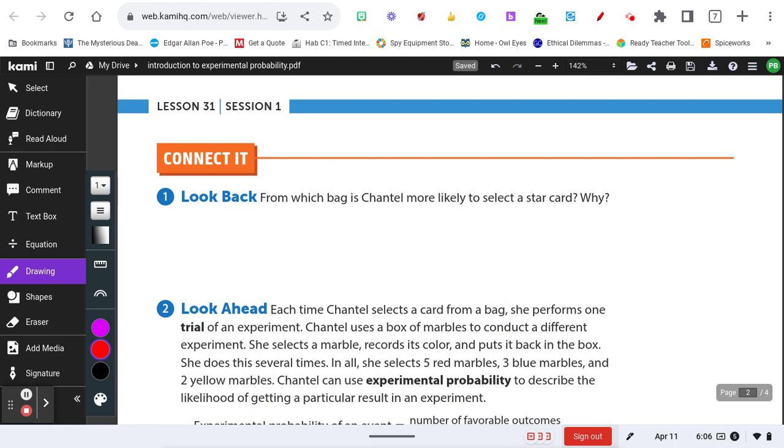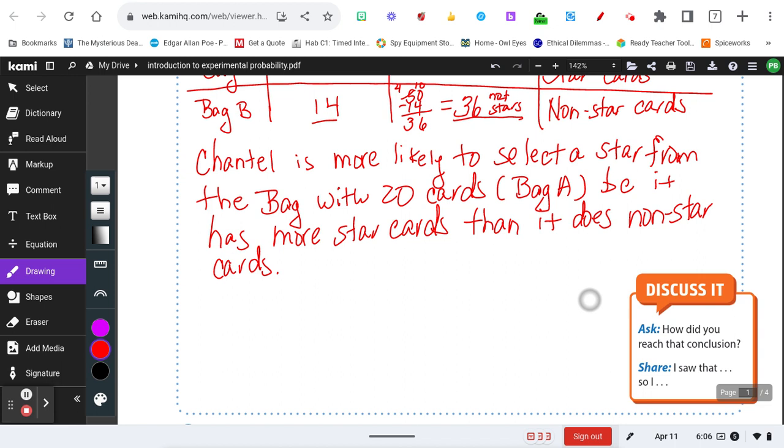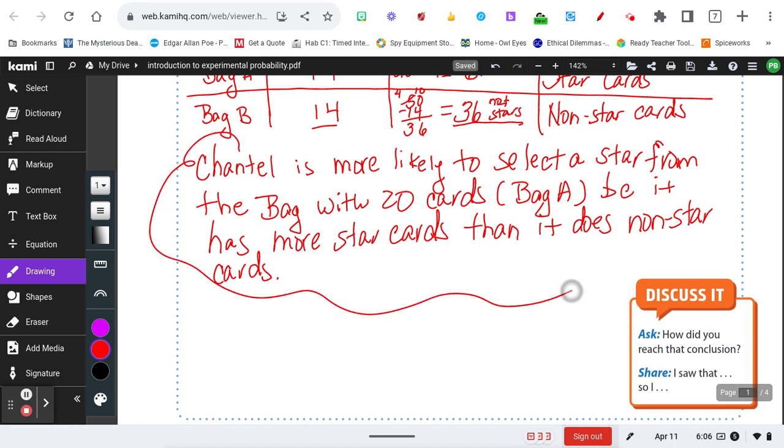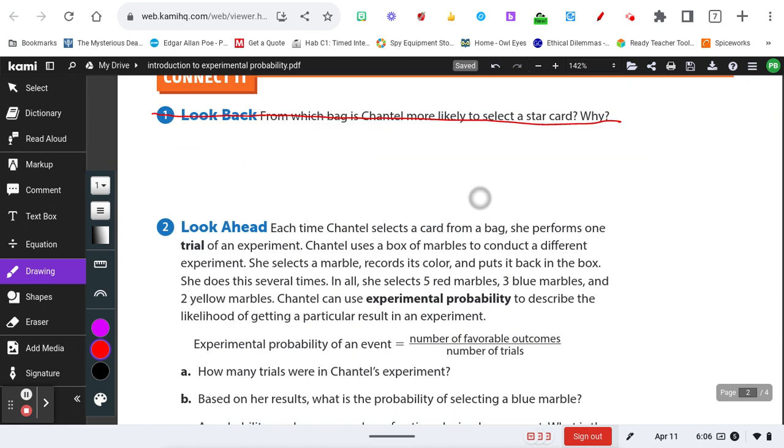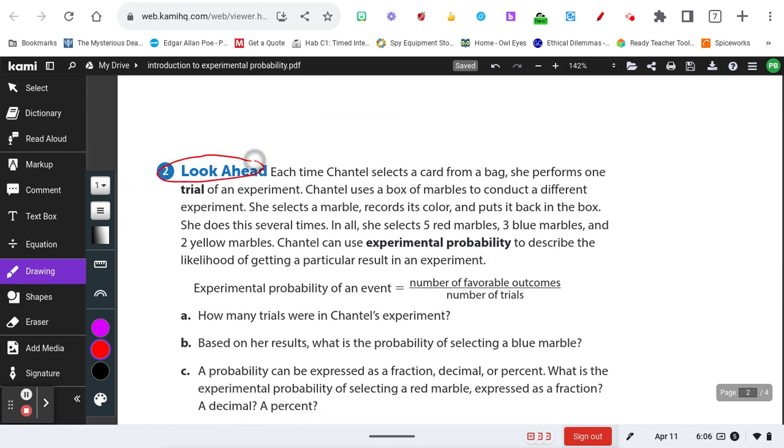All right, we're going to skip one because we've already answered that. We answered that right here. And we're going to go on to look ahead. That's what we want to get into. Each time Chantel selects a card from a bag, she performs one trial. So every time you actually go in and do something, or flip a coin, or pick a coin from a bag, that's a trial. That's the trial part of your experiment.